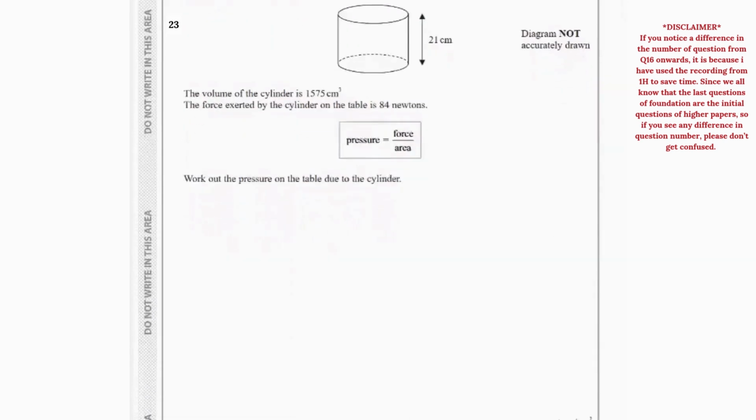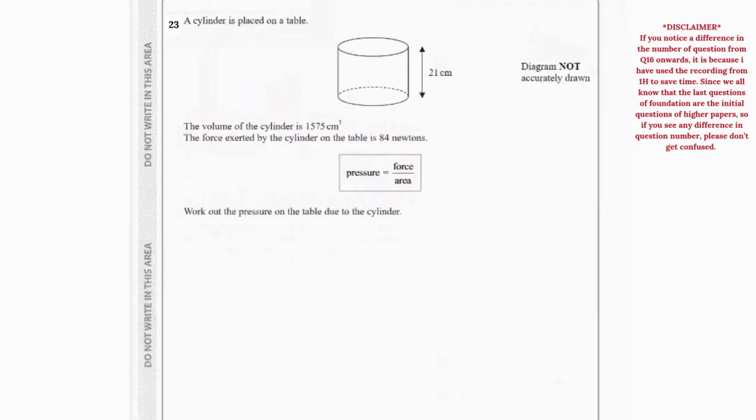Question 8 is 3 marks. It says that a cylinder is placed on a table. The volume of the cylinder is 1,575 centimeter cube. The force exerted by the cylinder on the table is 84 newtons. Work out the pressure on the table due to the cylinder.